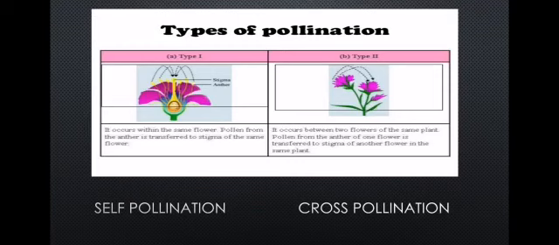Look at the diagrams. What is the main difference between them? The main difference is that in self-pollination, transfer of pollen grain occurs within the same flower, whereas in cross-pollination, transfer of pollen grain occurs from one flower to another of the same plant, not a different plant.